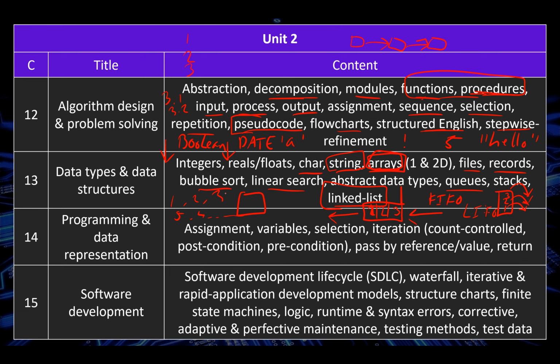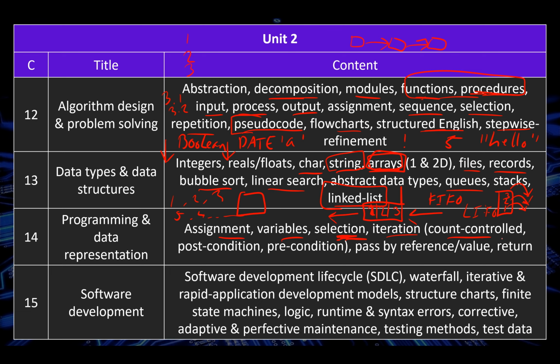Then assignment, that's just putting a value in a variable. Variables are just something that can store data. Again, selection: if statements, and selection is also case statements as well. Iteration is just three types of loops.